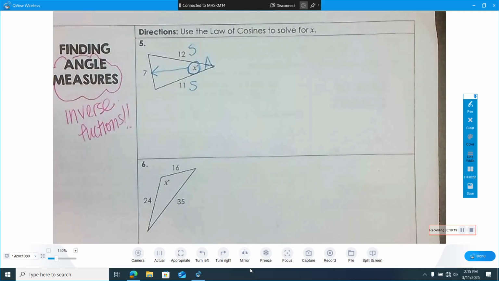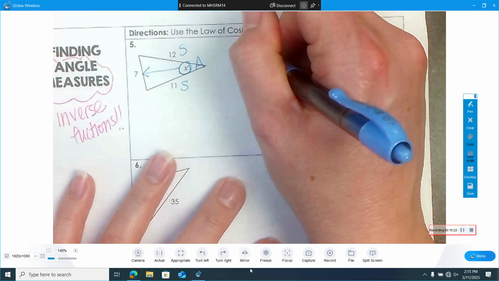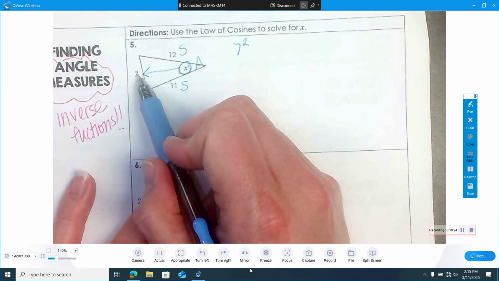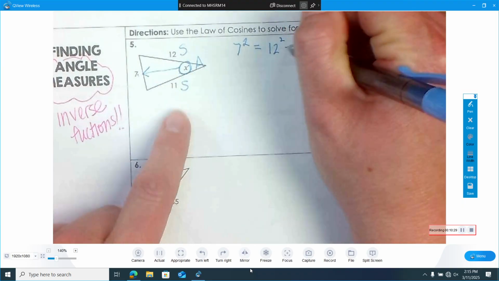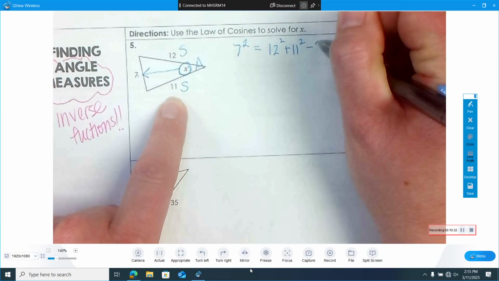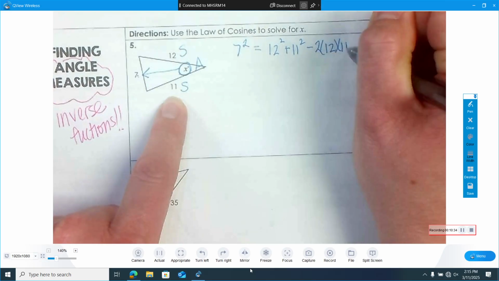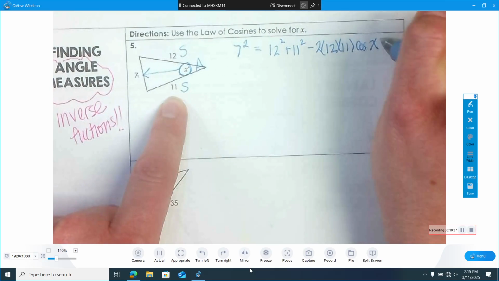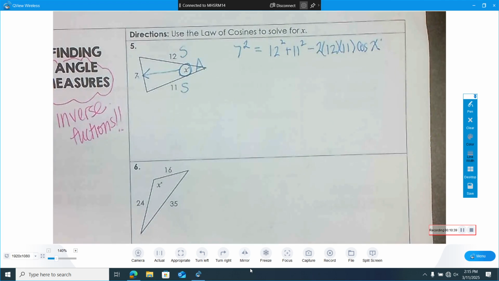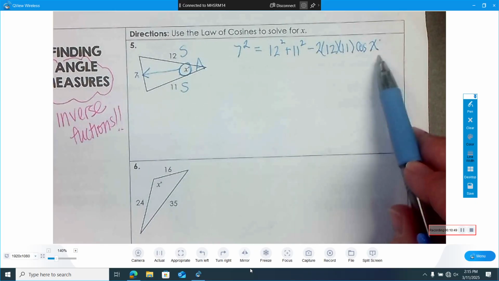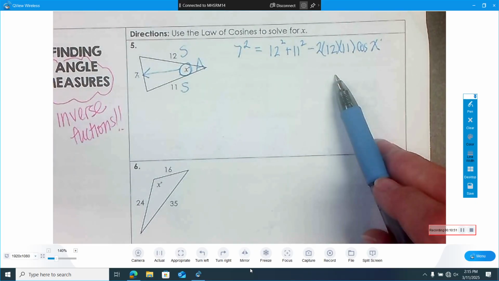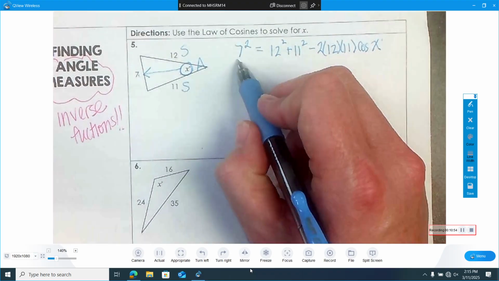So how does our formula begin? 7 squared. Yes, the opposite side squared is equal to side squared plus side squared minus twice the product of those sides times the cosine of our angle, which now is cosine of x, since we're trying to find that angle measure. Now, what we need to do here is we are going to eventually get cosine of x all by itself. But we have a lot of cleanup to do before we can get to that point. So what is 7 squared?